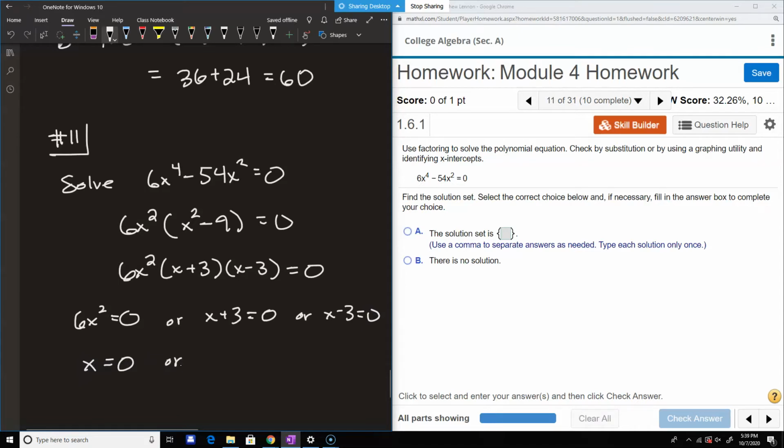The middle part you would subtract 3, so x has to be minus 3. The last part you have to add 3, so x would be 3. So we have 0 or plus or minus 3 as our three answers here. Does that make sense?